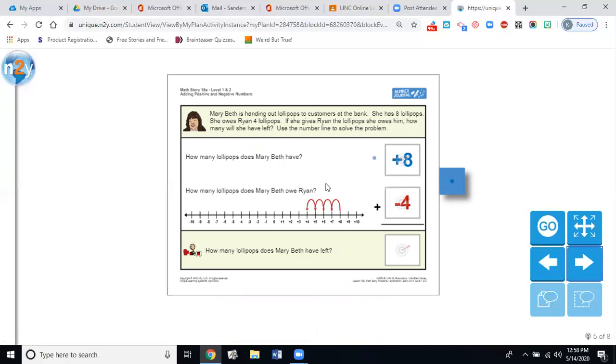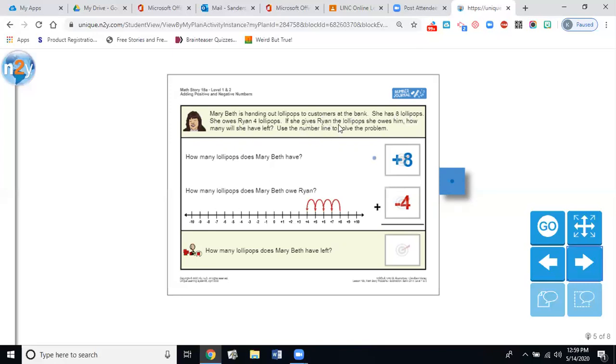Okay, now let's work this problem. +8 plus -4. Mary Beth is handing out lollipops to customers at the bank. She has 8 lollipops. See this +8? That's how many lollipops she has. But she owes Ryan 4 lollipops, so she has to give 4 lollipops back to Ryan. This -4 represents the number of lollipops she owes to Ryan.